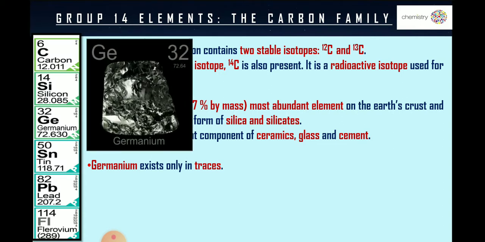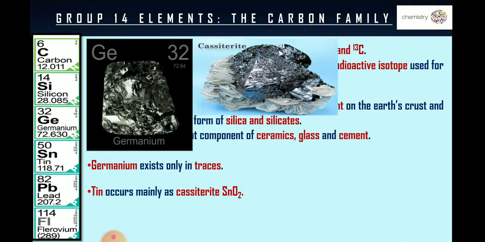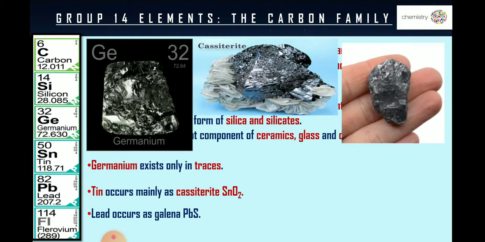The next element, germanium, exists only in a very trace amount in nature. Tin, Sn, mainly occurs in the form of tin oxide. It's called cassiterite. Cassiterite is a mineral of tin, the oxide form of tin. Then lead, Pb, occurs in the form of galena, lead sulfide. We call it lead sulfide, PbS, or galena. So this is a brief introduction about the occurrence of group number 14 elements.